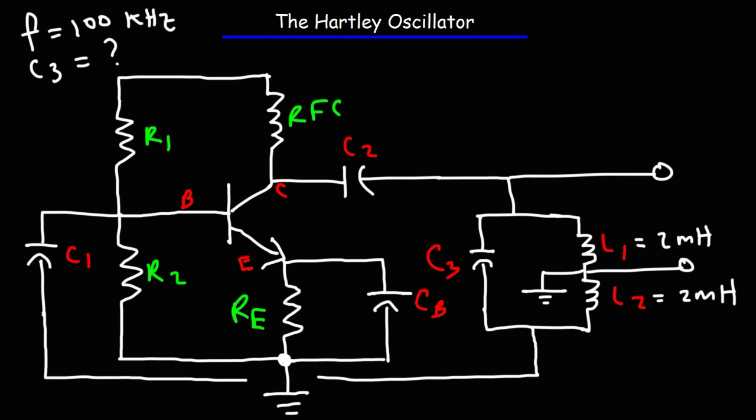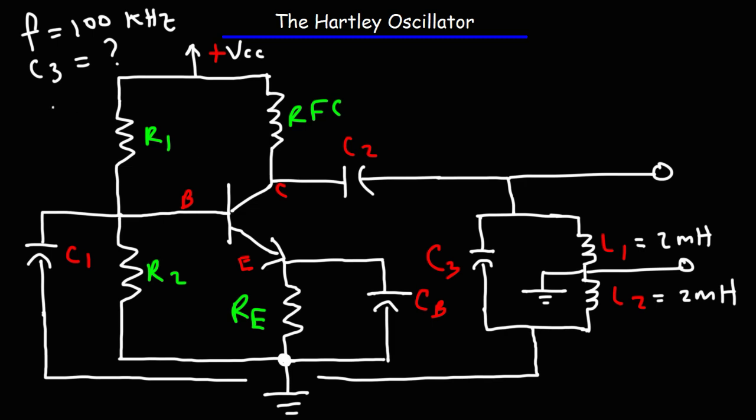So let's ignore mutual inductance just to keep the math simple. So if we want to design a Hartley oscillator circuit with a frequency of 100 kilohertz, what value of C3 should we choose? Oh, by the way, this is the collector supply voltage. Let's not forget about that.